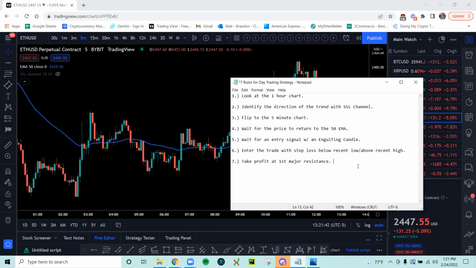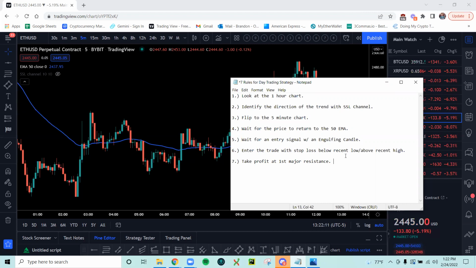and then we wait for our entry signal with the bullish engulfing candle. Now, this doesn't necessarily need to be your entry signal. You can find another way if you're testing this out. I just like to use it because it's a nice signal. 6, we're going to enter the trade with our stop loss below the recent low or above the recent high if you're shorting. And then 7, what I usually do is take profit at the first major resistance, and then you can move your stop loss up or keep it there for some wiggle room in the future.